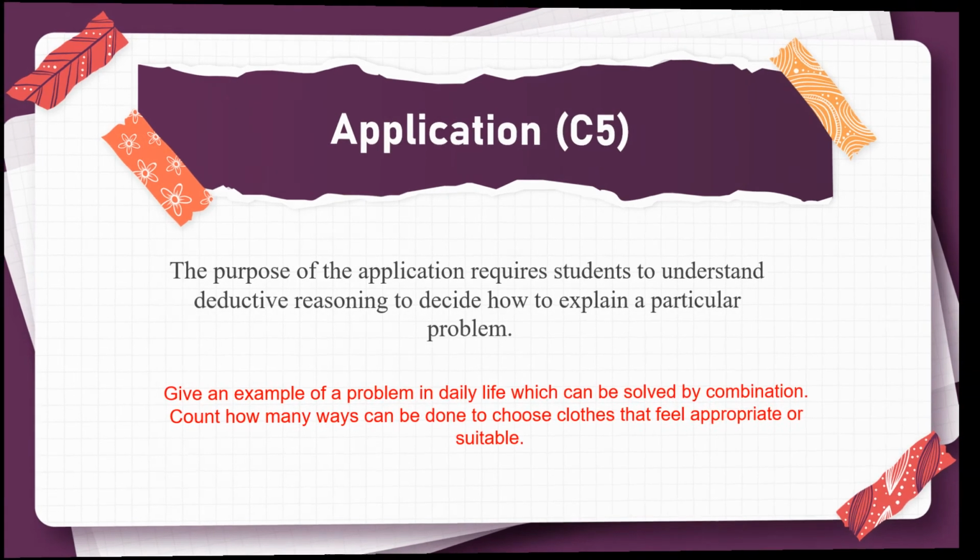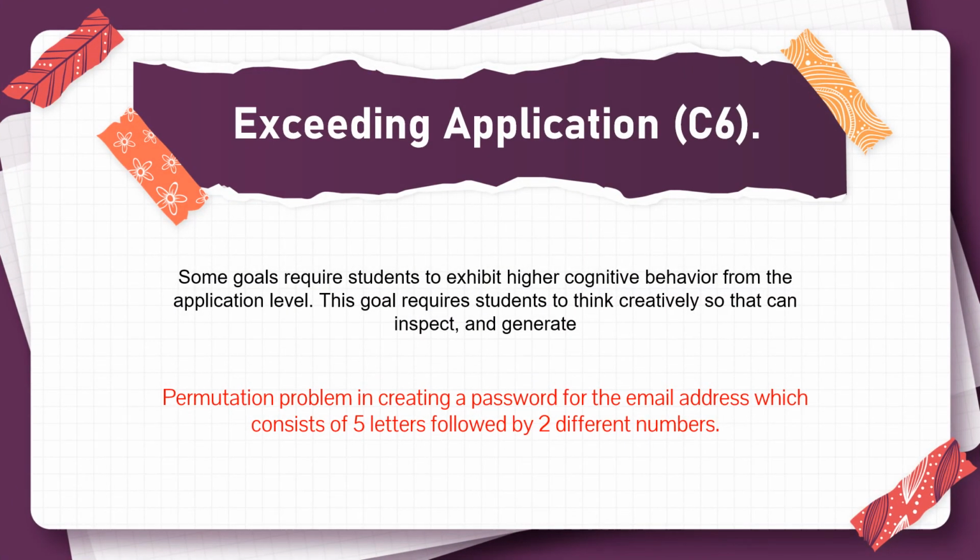And the last, we have exceeding application or C6. Some goals require students to exhibit higher cognitive behavior than the application level. This goal requires students to think creatively so that they can inspect and generate. For example, a permutation problem in creating a password for an email address, which consists of 5 letters followed by 2 different numbers.